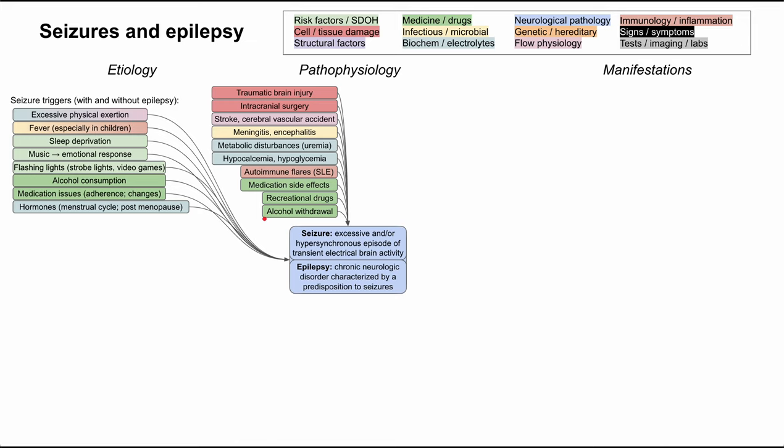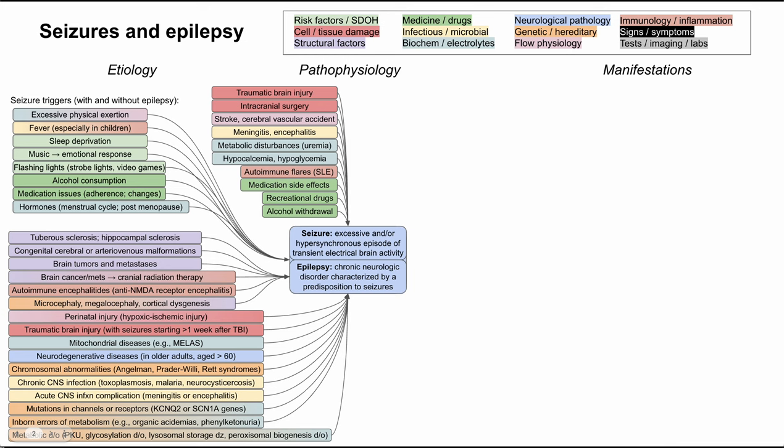Again, alcohol is a central nervous system depressant, so if you are dependent on alcohol and your central nervous system is chronically depressed, when you stop the alcohol, your brain is returning to that normal level of excitability, and that return to normal might not be as smooth as you want it to be, and it can precipitate seizures. Next, let's talk about some more chronic causes of seizures, and these tend to cause epilepsy because epilepsy is a chronic state of hyperexcitability that predisposes you to seizures.